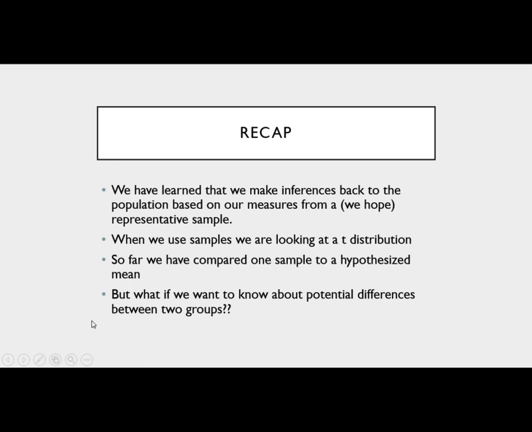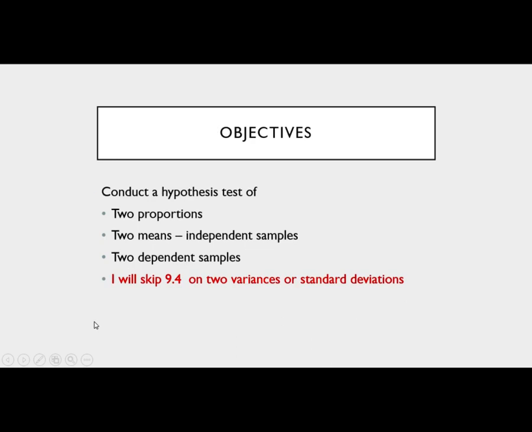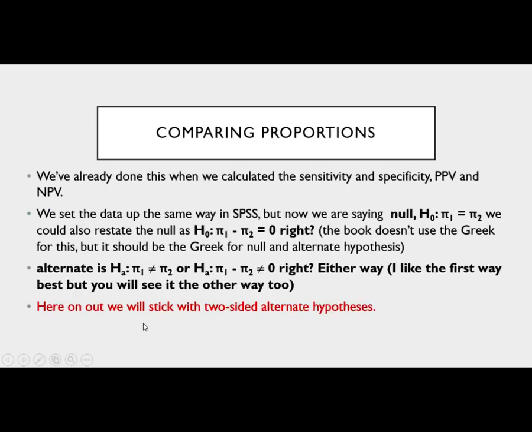So far, we've compared one sample to a hypothesized mean. But what if we want to ask more sophisticated questions and look at potential differences between two groups? We're going to compare two proportions, two means from independent samples, and then two means from the same sample, dependent samples. And I'm going to skip 9.4.